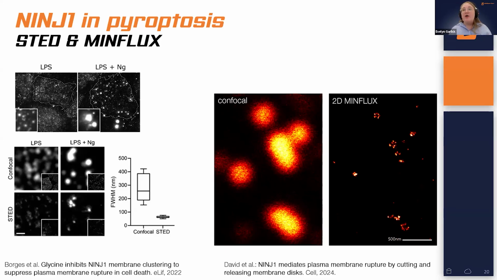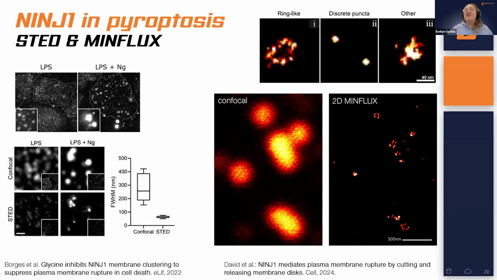And what became clear and apparent was that these structures were actually correlating to something that was found with a cryo-electron microscopy project that the scientists were also part of. So we were able to use MINFLUX microscopy, light microscopy, to correlate with cryo-EM findings about the structures formed by these little NINJ1 proteins.